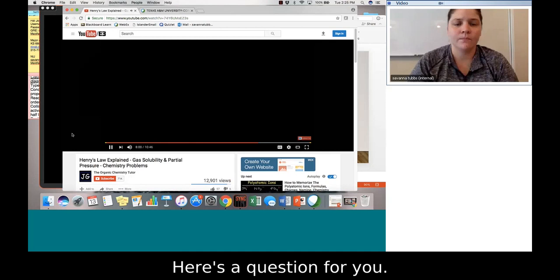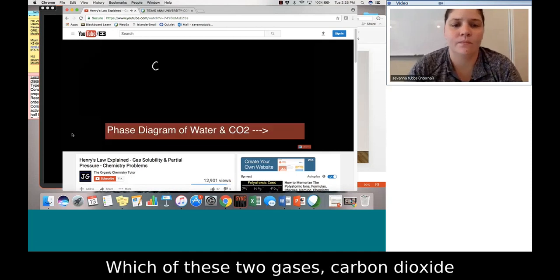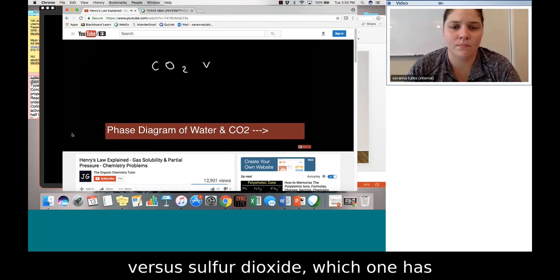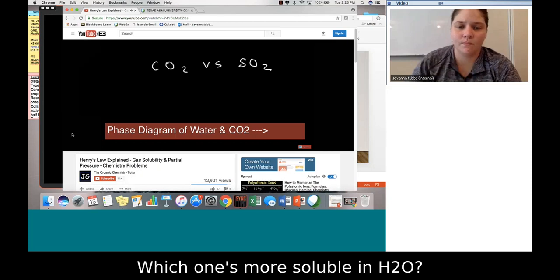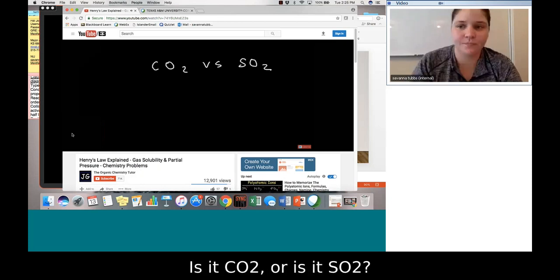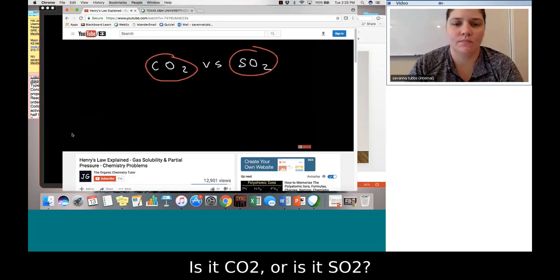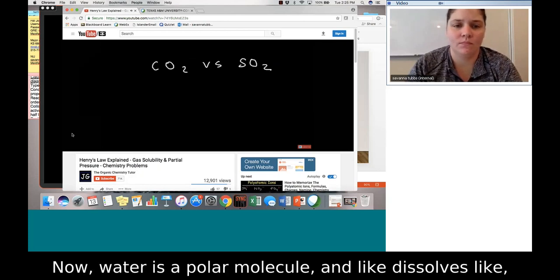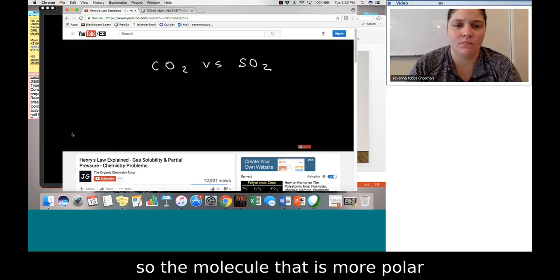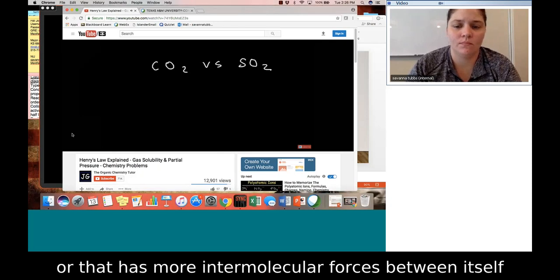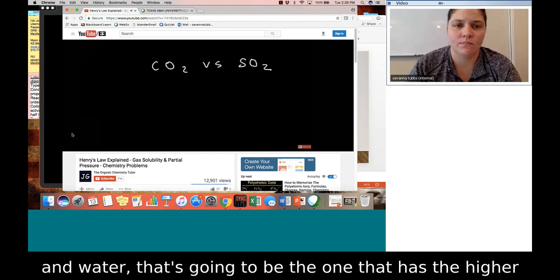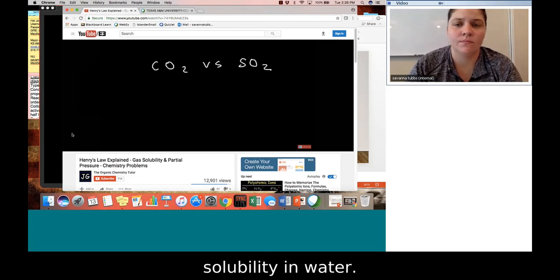Here's a question for you. Which of these two gases, carbon dioxide versus sulfur dioxide, has a higher solubility in water? Which one's more soluble in H2O? Is it CO2 or is it SO2? Now, water is a polar molecule, and like dissolves like. So the molecule that is more polar, or that has more intermolecular forces between itself and water, is going to be the one that has a higher solubility in water.